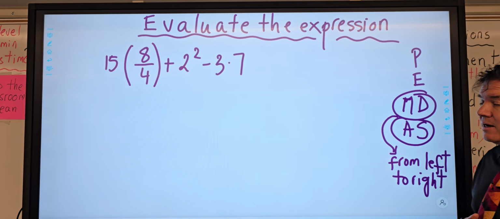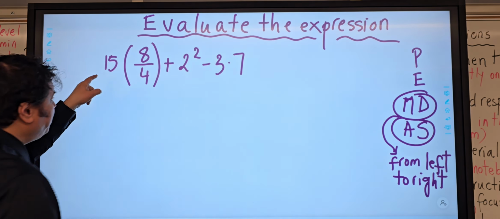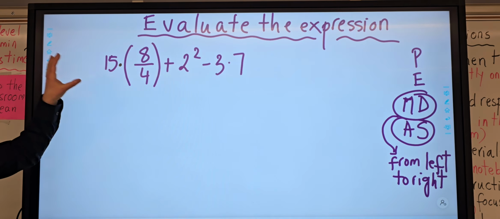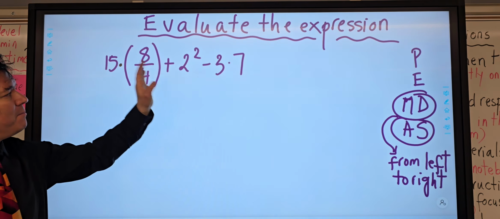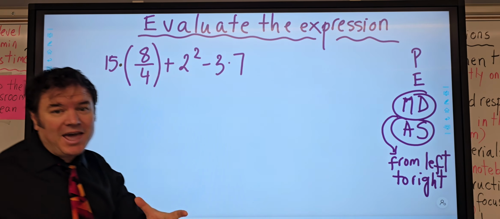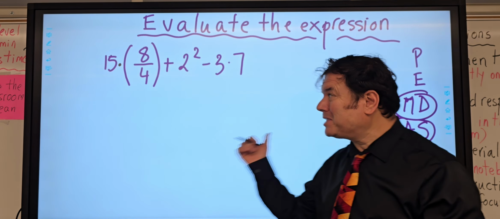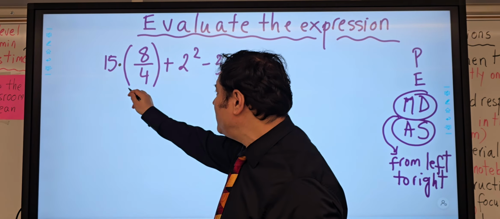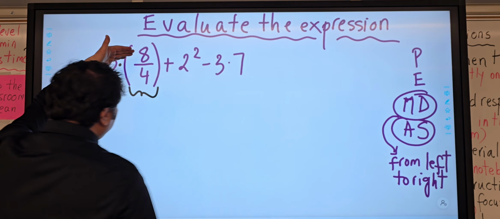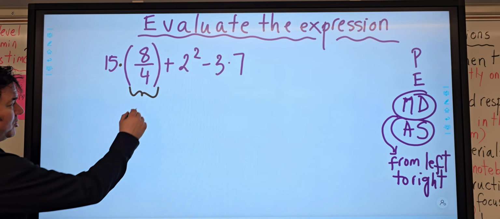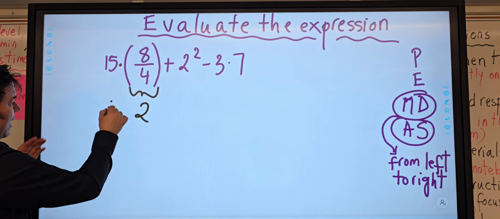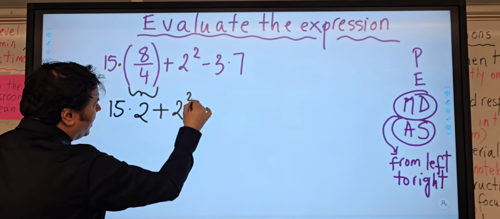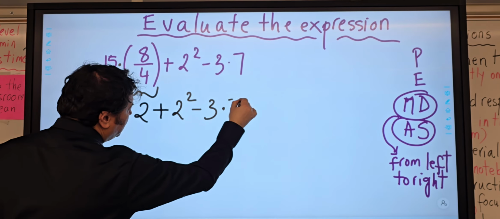Let's look at another example. In this case, we have 15 and then a parenthesis, which means 15 times 8 divided by 4 within a parenthesis, plus 2 squared minus 3 times 7. And again, the order of operations is telling us that first we need to do the parenthesis. We have a little parenthesis here we got to solve first. 8 divided by 4 becomes 2. And then from the beginning we have 15 times 2 plus 2 squared minus 3 times 7.